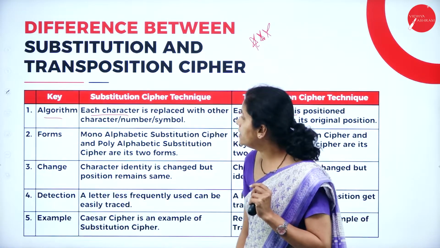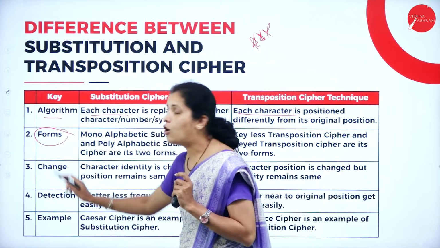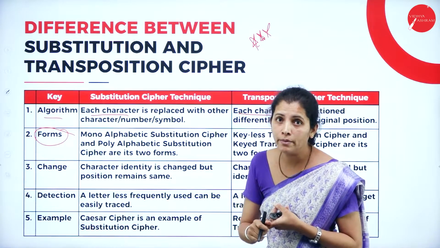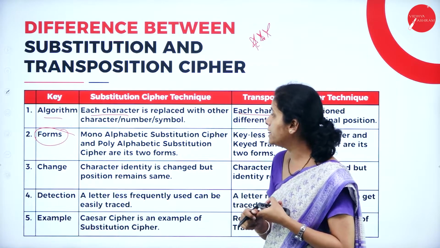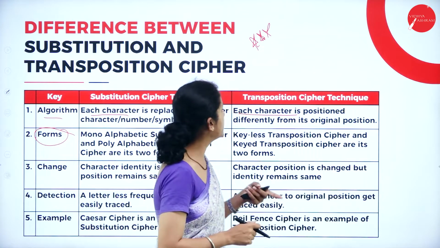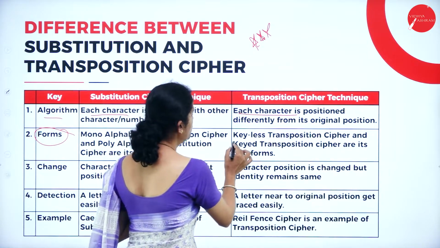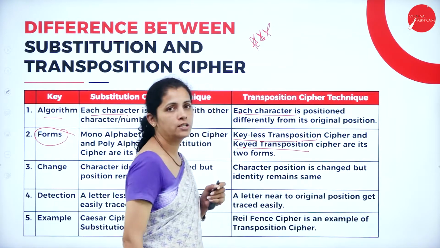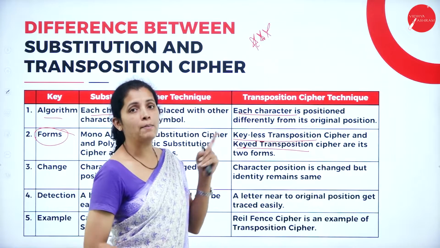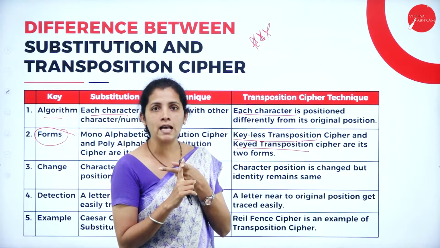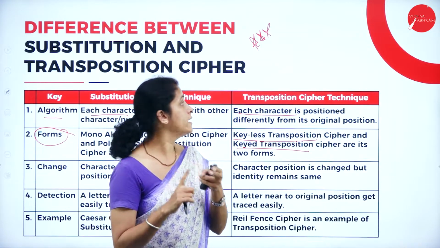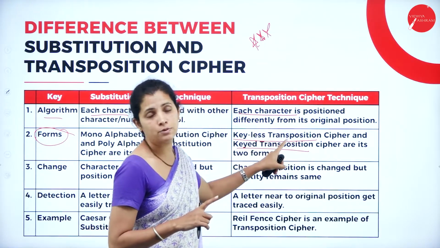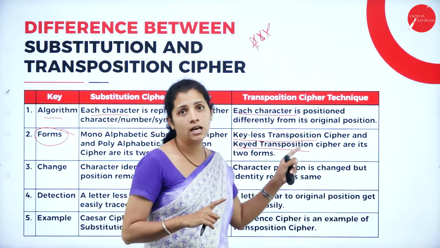Now, the second difference is in the form. Substitution cipher comes with monoalphabetic as well as polyalphabetic substitution. And if I consider transposition, I have keyless transposition or keyed transposition. So, substitution has two types, polyalphabetic and monoalphabetic. And transposition cipher has keyless transposition and keyed transposition.